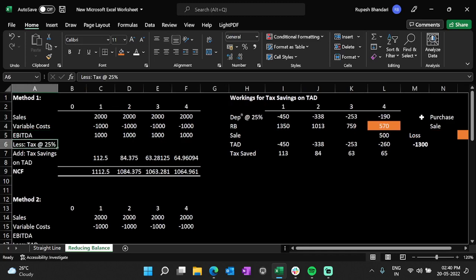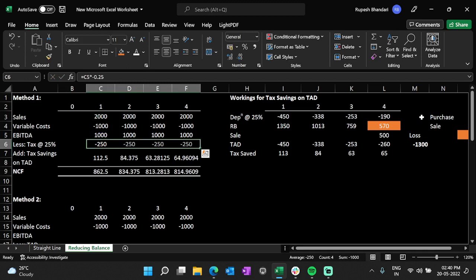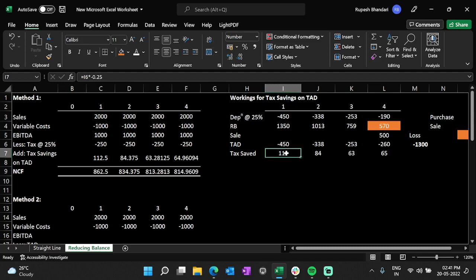So similarly, in method 1, what do we normally do? We compute the tax on operating profit, right? So on EBITDA, you can say that. So how much is that? 1000 times minus 0.25, right? So it's 250. 250 for everything. We've got this value from where? We've got this value from this tax savings over here, right? So tax savings we computed based on TAD, right? So we will be adding that up because our tax liability will be reduced because of it. That's why we are making it positive. Okay, so we are getting 862.5, right?